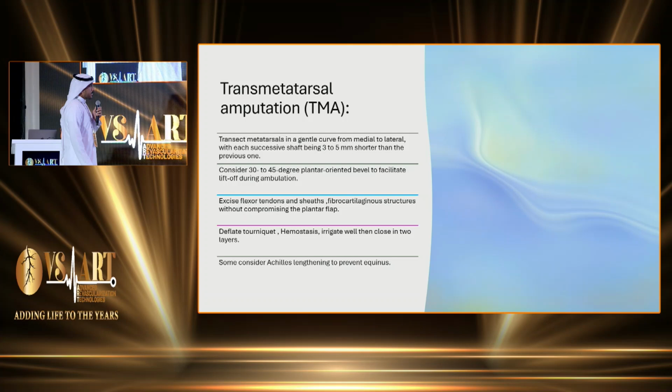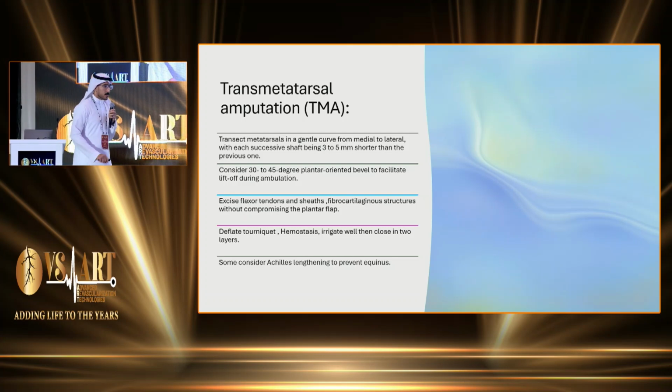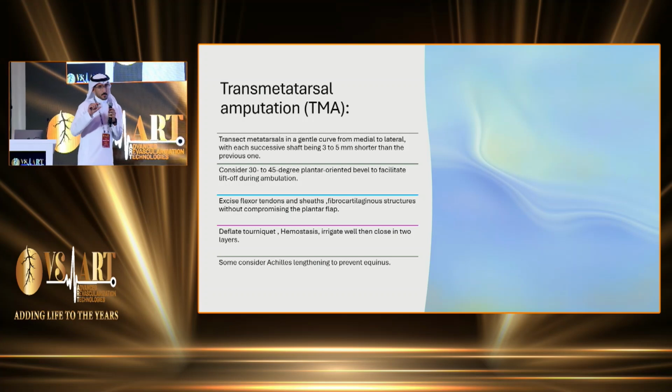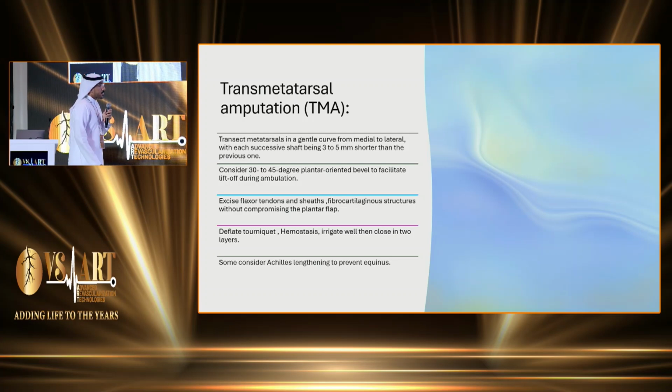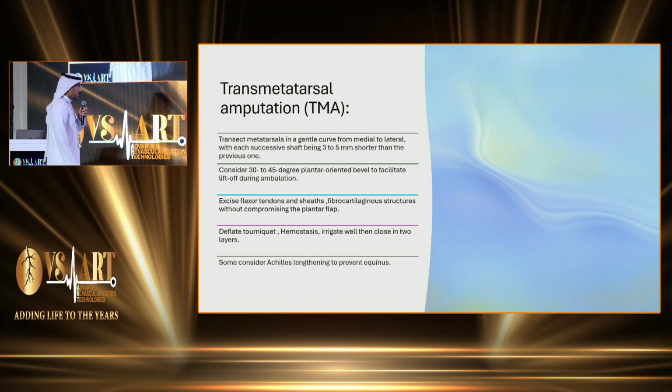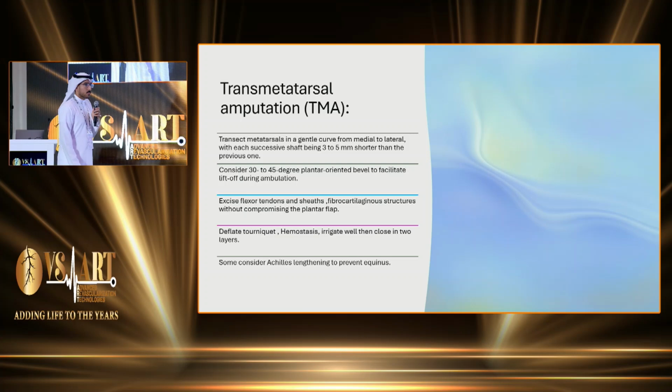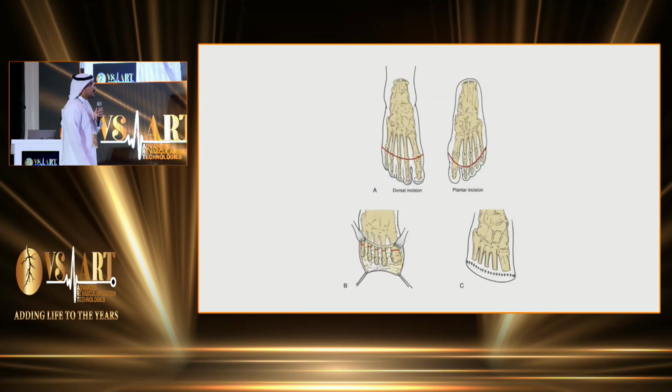One thing is that the transected metatarsals should be incurved, starting from medial to lateral aspect, with a difference of about 3 to 5 millimeters between each other, with a plantar oriented cut, so it will preserve some biomechanics during lift off. Excise flexor tendons and sheaths and the cartilaginous structure, deflate the tourniquet, achieve good hemostasis, irrigate, and close in layers. Some consider Achilles lengthening to prevent equinus deformity of the foot.